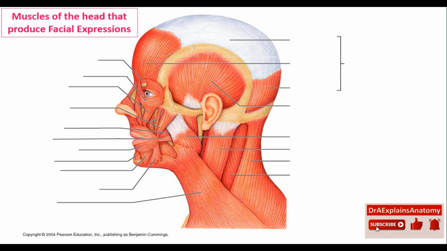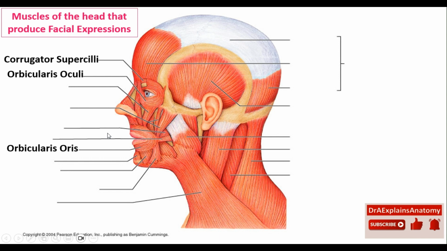Welcome back. In this video, we will go over the muscles of the head that produce facial expressions and the muscles of mastication. First, we have the corrugator supercilii muscle. This is the orbicularis oculi muscle, orbicularis in a circle around the eye. On the other hand, we have the orbicularis oris muscle, oris, around the mouth.